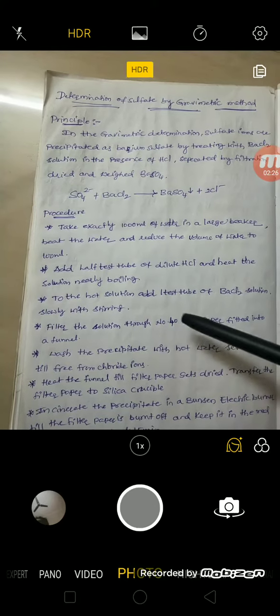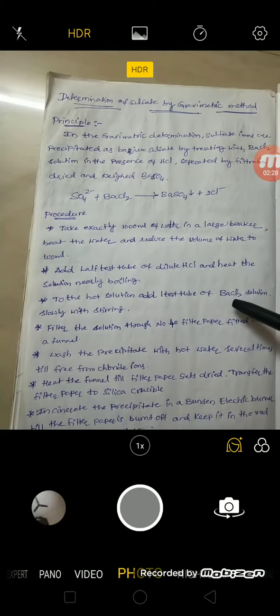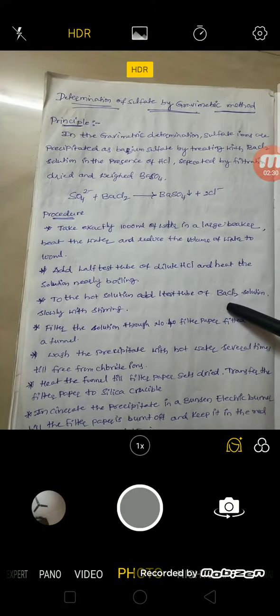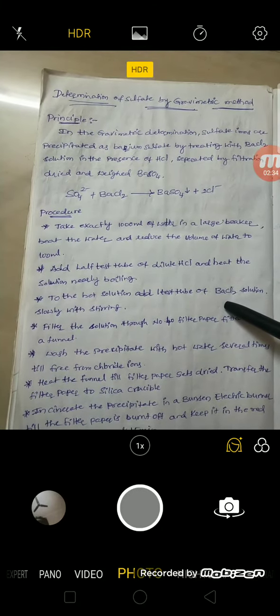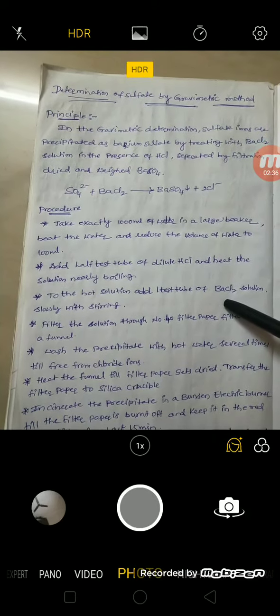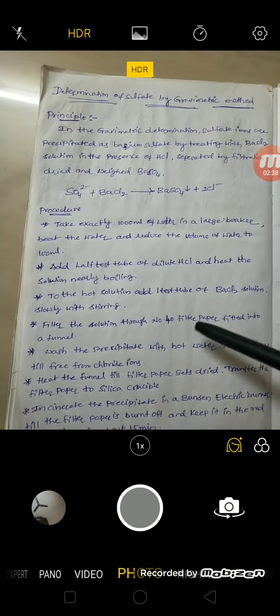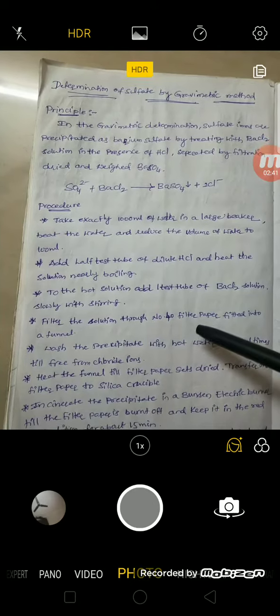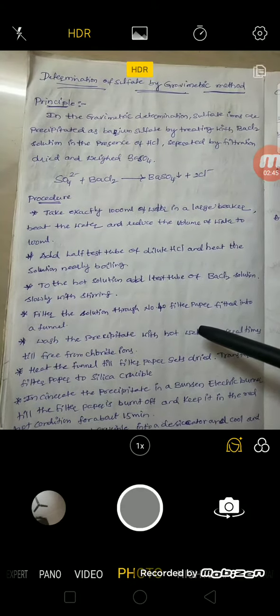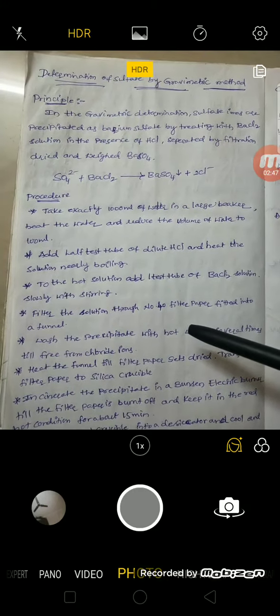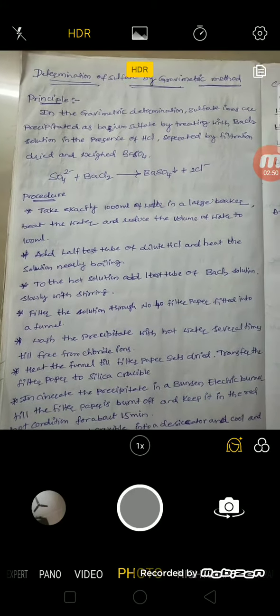When we add the barium chloride solution, all the sulfate ions which are present in the water sample get precipitated as barium sulfate. Then we must filter the solution using Whatman filter paper number 40, using the funnel.